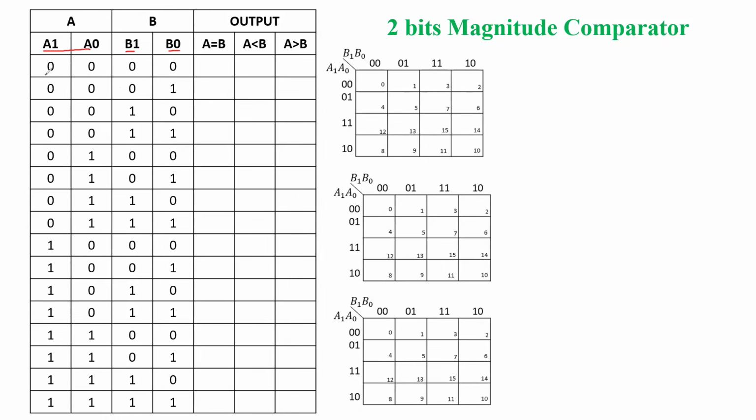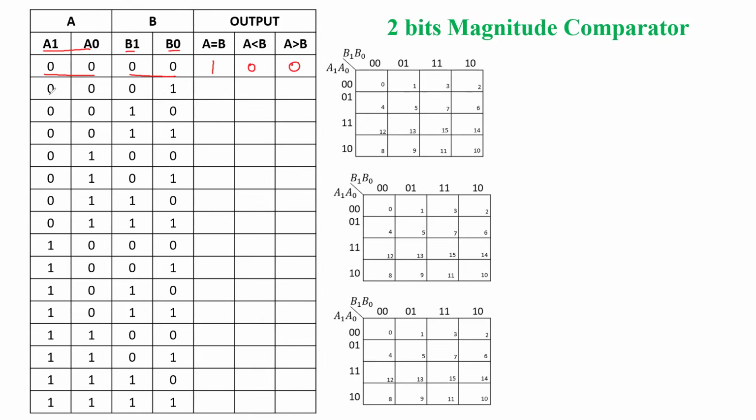Whenever you are going to compare these two bits, we have to take the first two bits as one number, and the next two bits as another number. Here, both are 0 0, and here also 0 0. So the binary equivalent is 0. That means A equal to B is 1, and A less than B and A greater than B are both 0.